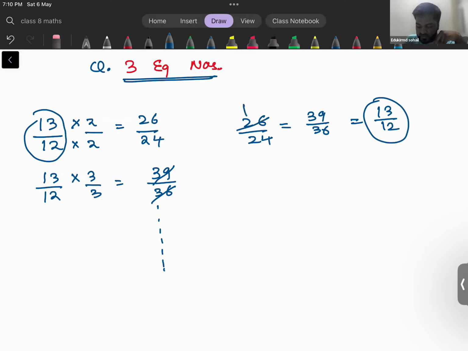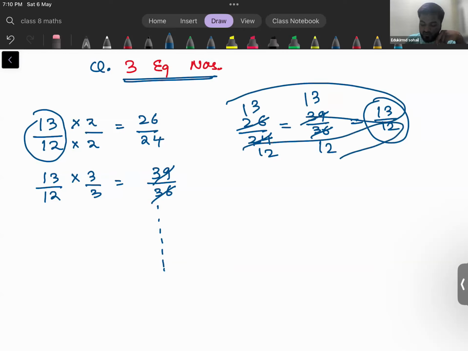So let's check that. 13 into 3, 39, and that is 12. So you see, all the numerator values and all the denominator values are equal. Okay, so like that, we can check our answer as well.